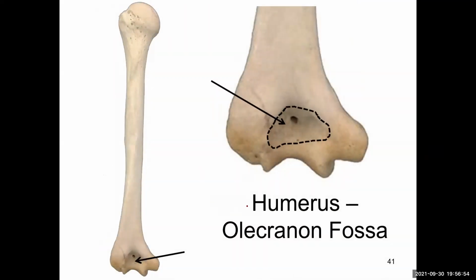Then we flip the bone over on the back side, and this is the olecranon fossa. And that is going to allow the olecranon process, or part of the olecranon process, when you completely extend your elbow out, to move into that space there so you can fully extend your elbow out.